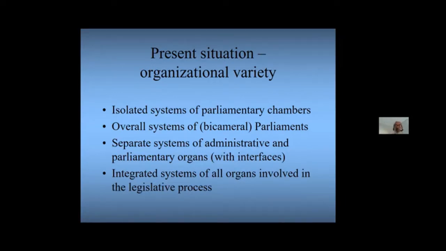Another view on the present situation might be the view from the organizational variety. In bicameral systems, we still have isolated systems, but we also have overall systems of these parliaments. In unicameral parliamentary systems, of course, this is not a subject of debate, but it becomes more and more important to integrate all organs involved in the legislative process, which in particular means the administrative agencies involved in that process. But more and more, we are also discussing how to integrate other actors, for example, NGOs, or even individual members of civil society that may also have their say in the legislative process, how to integrate these actors through electronic environments.